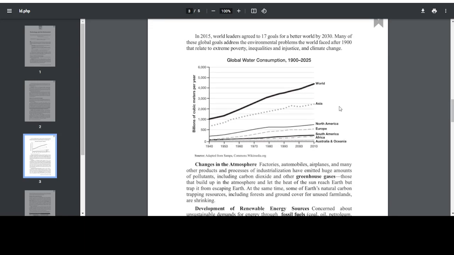In 2015, world leaders agreed to 17 goals for a better world by 2030. Many of these global goals address the environmental problems the world faced after 1900 that related to extreme poverty, inequalities, injustice, and climate change.